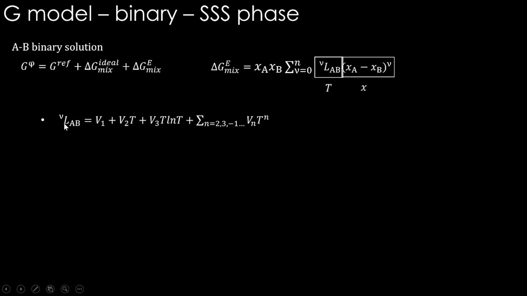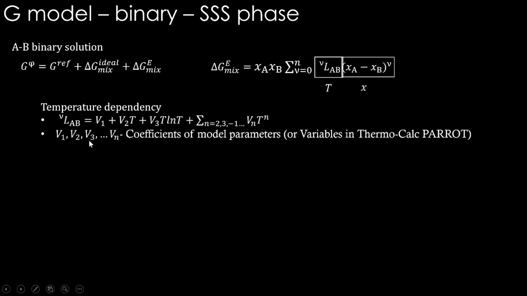This LAB nu term will usually have this temperature dependency. So V1 plus V2T plus V3T ln T. It's more like an A plus BT plus CT ln T kind of expansion, and instead of ABC, we are using V1, V2, V3 here. And this V1, V2, V3 up to Vn are called coefficients of model parameters. Later, when we do thermodynamic assessment in Thermo-Calc software using the Parrot module, we will talk about these model parameters as variables. Anyway, we will see that in detail again later.